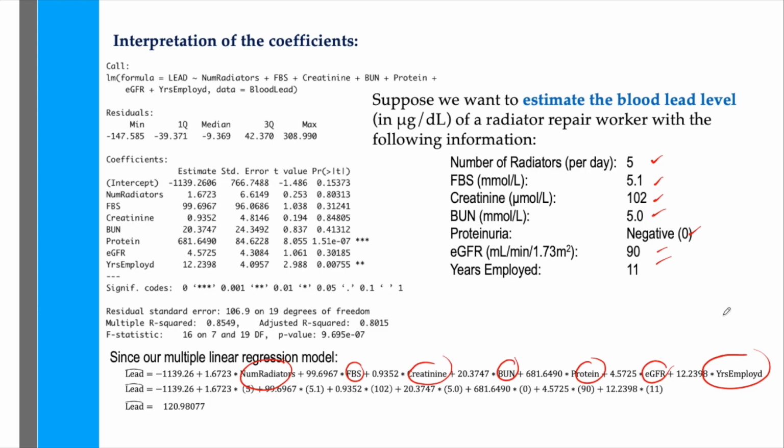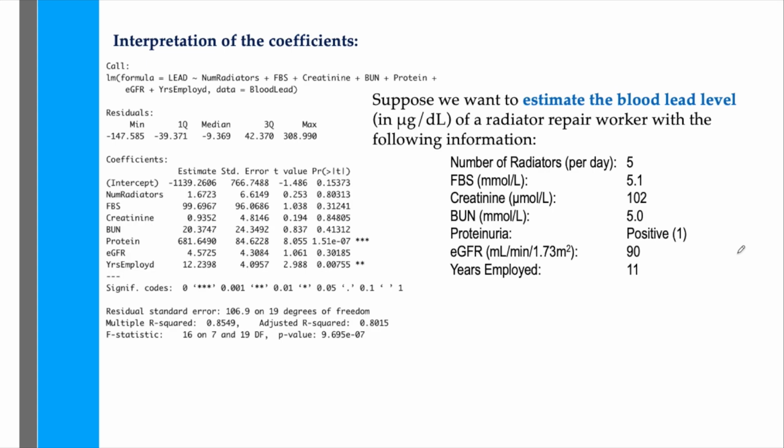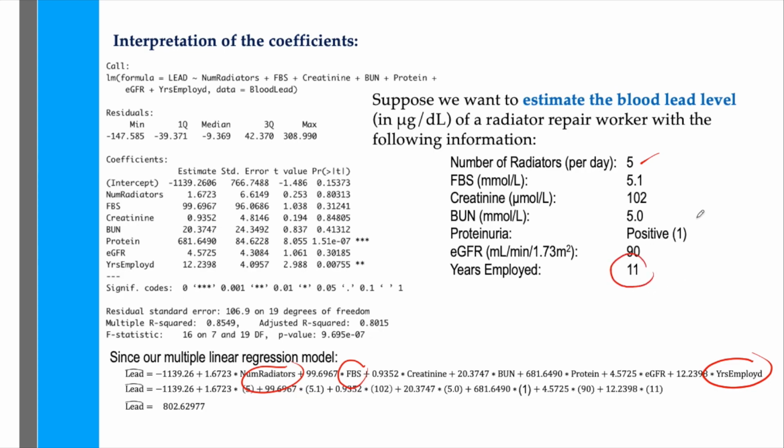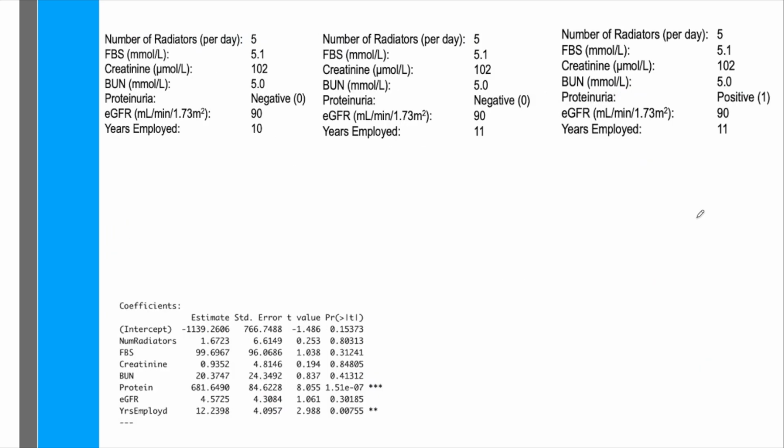120.98 micrograms per deciliter. Now, suppose another radiator repair worker has this information. So again, substituting the values, number of radiators as 5, FBS as 5.1, years of employment, which is 11, we're going to have 802.62977 micrograms per deciliter. Now, let's summarize those three estimates.